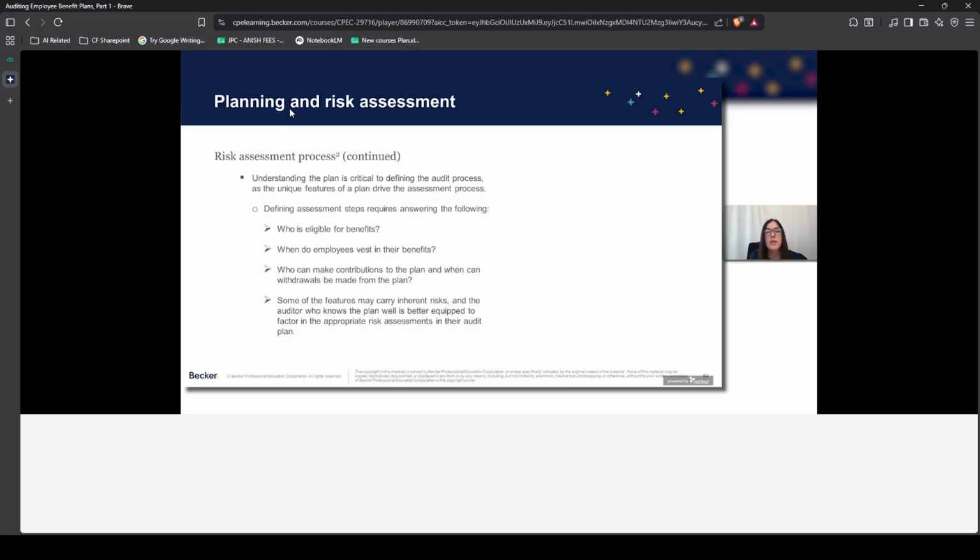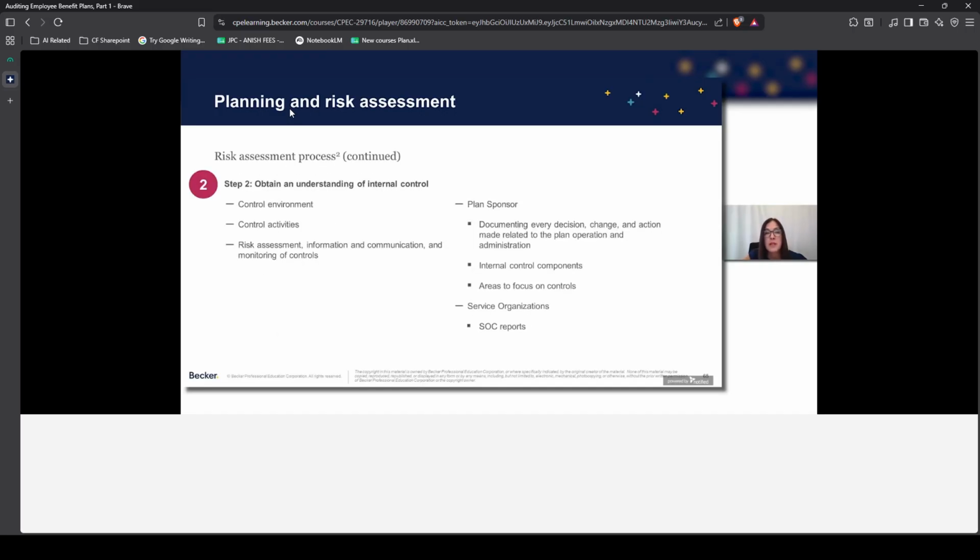For example, let's say you've got what I would consider a straightforward type of 401k plan that only allows employee pre-tax deferrals and an employer match. But you compare that to the next 401k plan that allows pre-tax employee contributions, Roth contributions, catch-up contributions, employer match, profit sharing, and other discretionary employer contributions. Well, this second plan is going to carry a lot more risk than that first plan. So we do have to obtain this information because, again, it's part of step 1 of the risk assessment process.